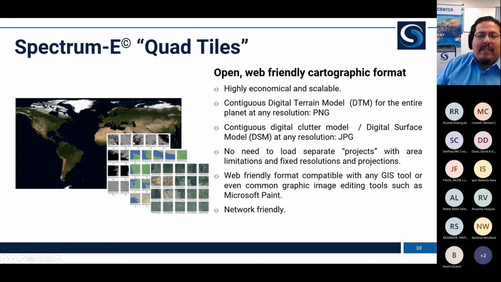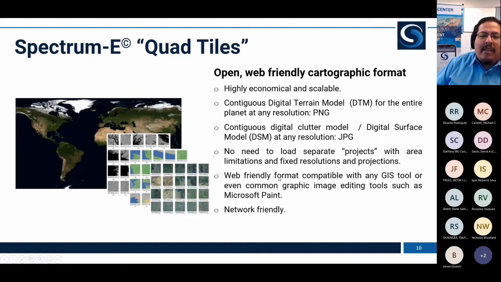That makes it very easy to zoom in and out and view multiple layers of information at different resolutions depending on your zoom level without having to load, so to speak, mapping data constantly into a computing memory buffer or anything like that. So it is an open format. All this data is in a PNG or JPEG format. So that allows this quad tile structure to be highly economical and scalable. It's very web friendly.